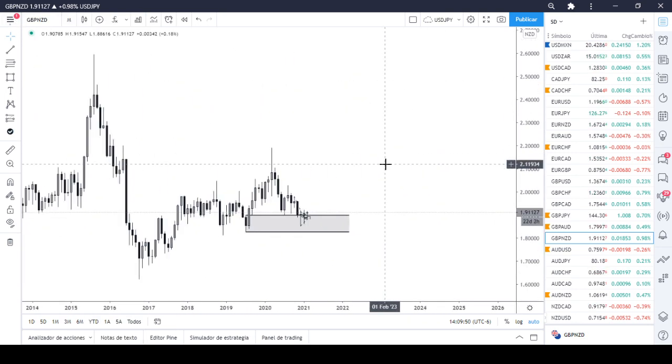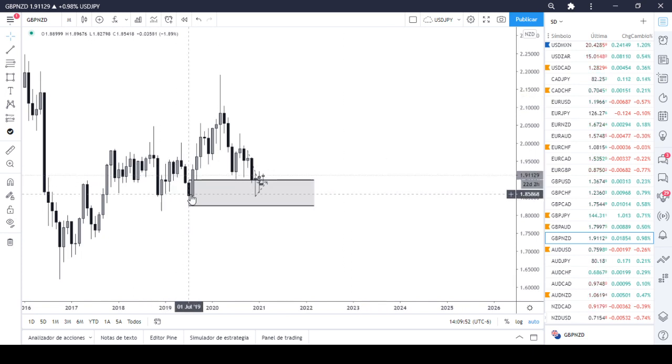This is my monthly time frame. See what happened on the monthly. We have a strong departure to the upside. This is a strong level, a strong monthly demand zone.